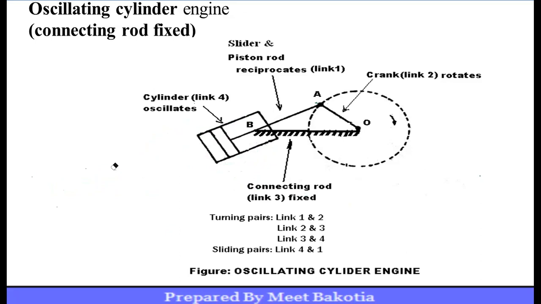In this, since link 3 is the fixed link and it is the turning pair which is the fixed pair, how does this function? As the crank rotates, the piston, since the connecting rod is fixed, is going to slide up and down. As the piston slides up and down, the cylinder is going to oscillate. It is going to take the oscillatory motion.